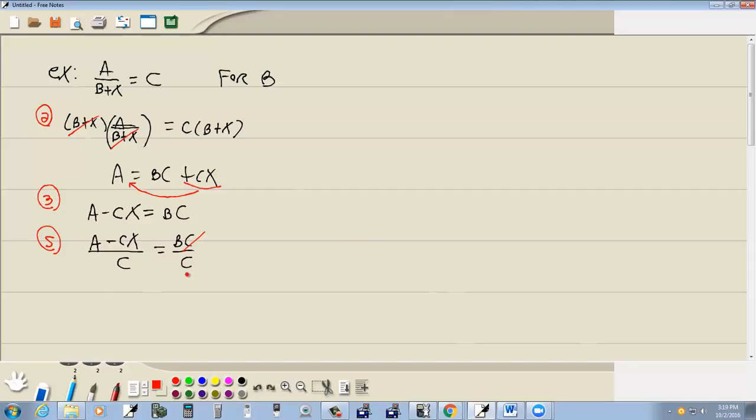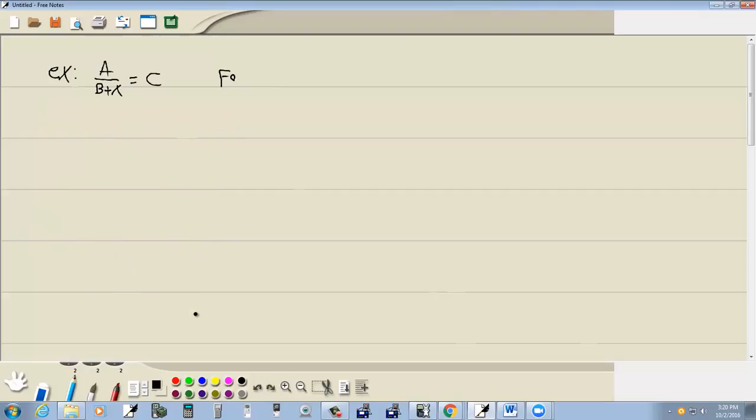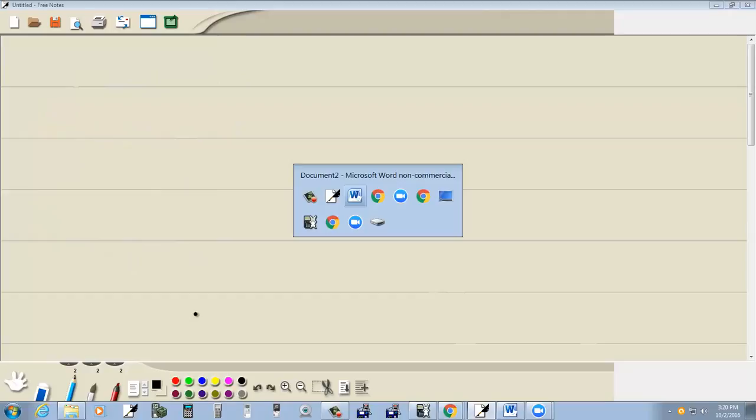Now I do that, c is going to cancel. You got b is equal to a minus cx over c. And that'd be your answer. Let me clear that off. And that's all for that first section.